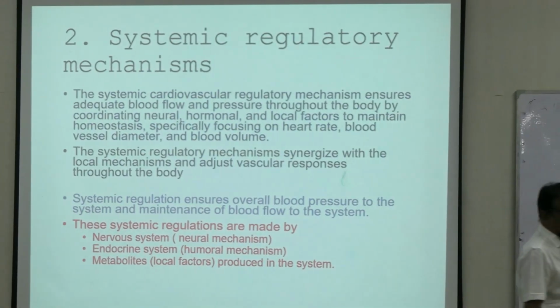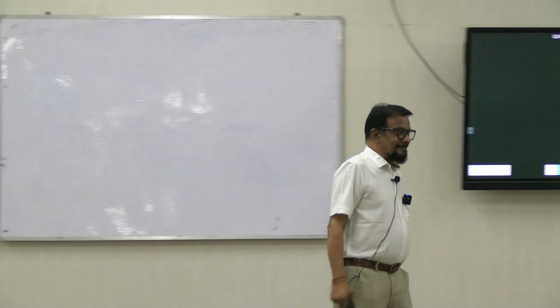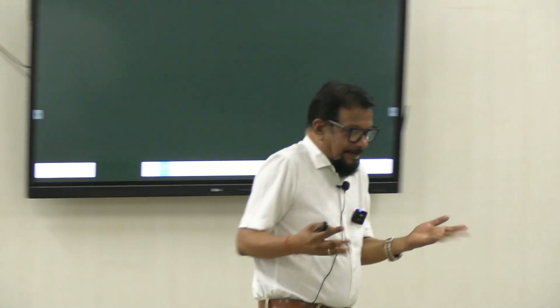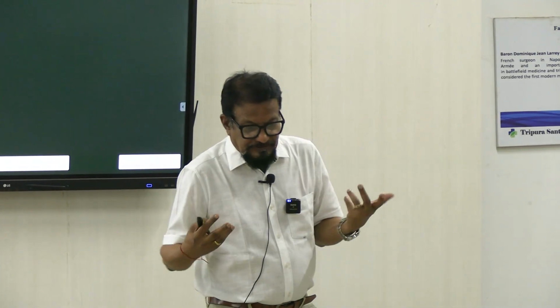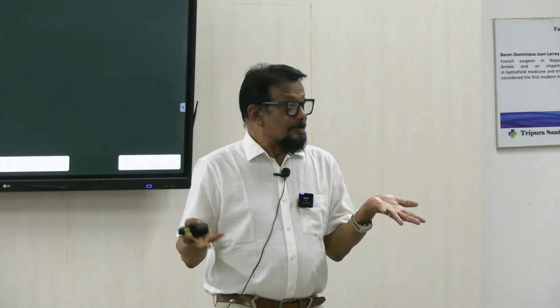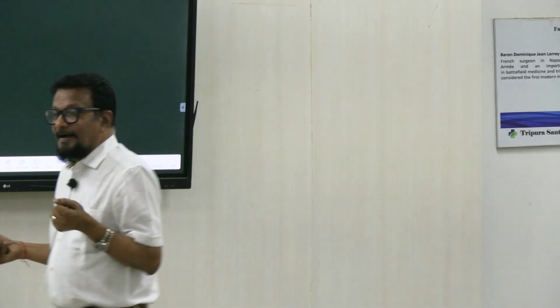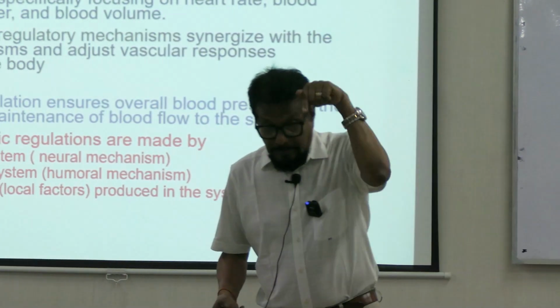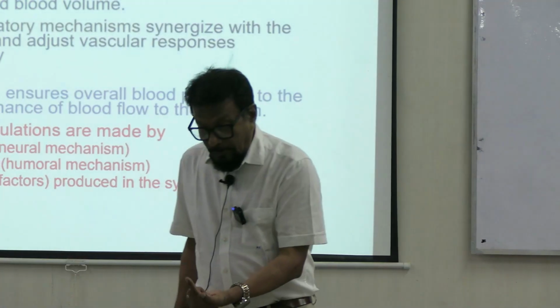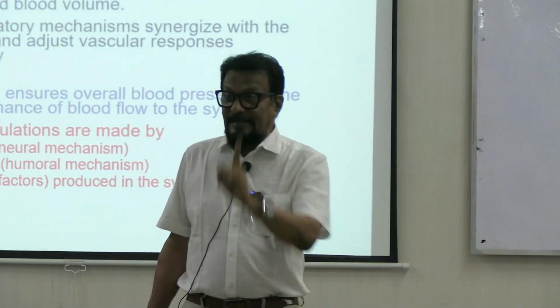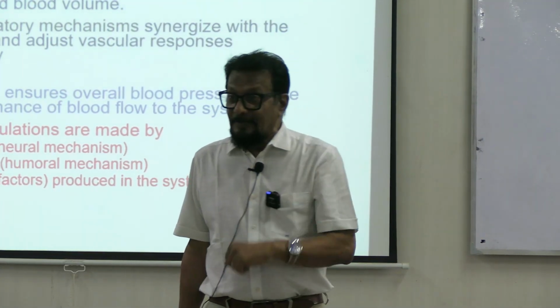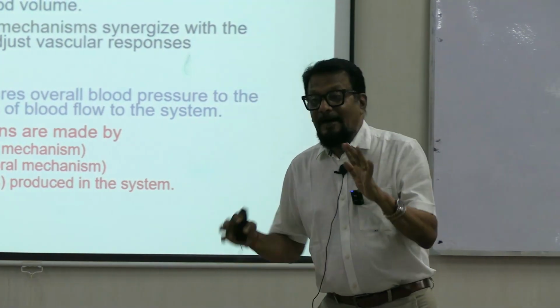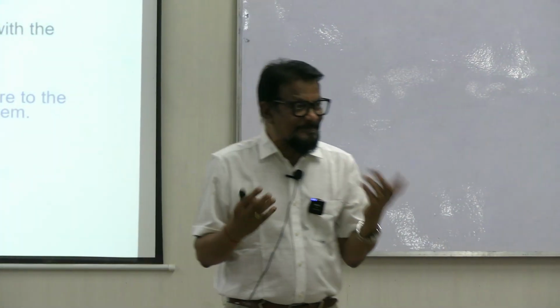Means they will produce some metabolites. When there is increased demand for oxygen, increased metabolism in the tissues, it will produce some metabolites. So these metabolites are vasodilator. For example, carbon dioxide, increased level of carbon dioxide, decreased oxygen level, or increased hydrogen ion concentration, increased lactic acid, increased adenosine. Okay, these metabolites are vasodilators.